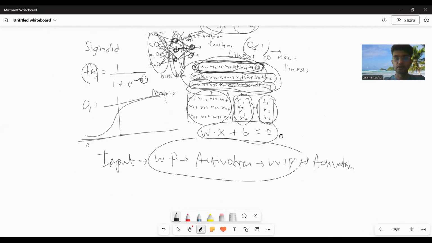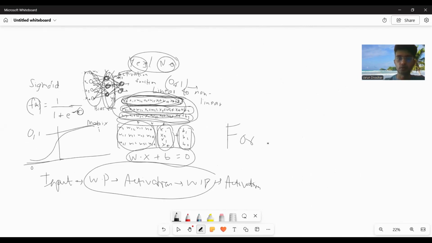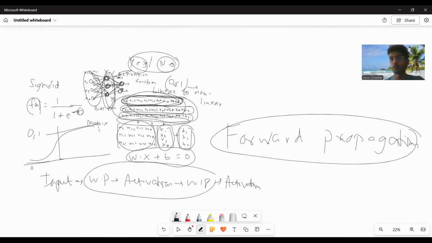So I hope this is clear. This is a simple working of forward propagation. So this is called forward propagation, where the values are propagated forward to compute the final value as of the current set of weights, right? So the network arbitrarily assigns random values to the weights and then computes the final output using this kind of propagation, right? So I hope this is clear.